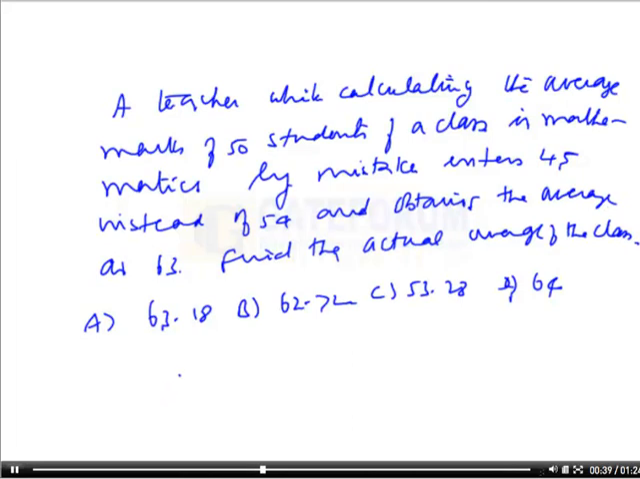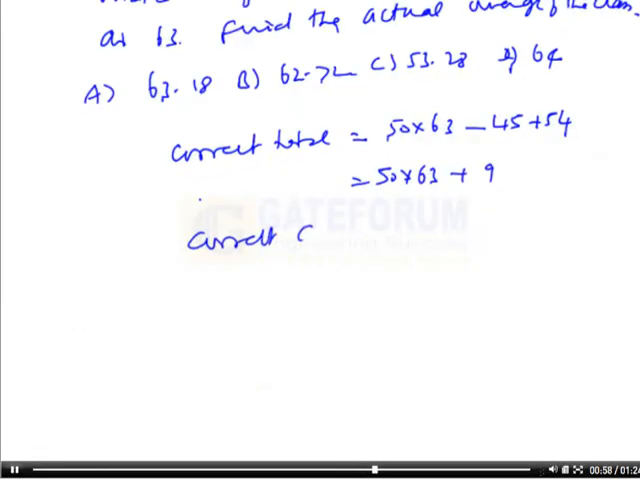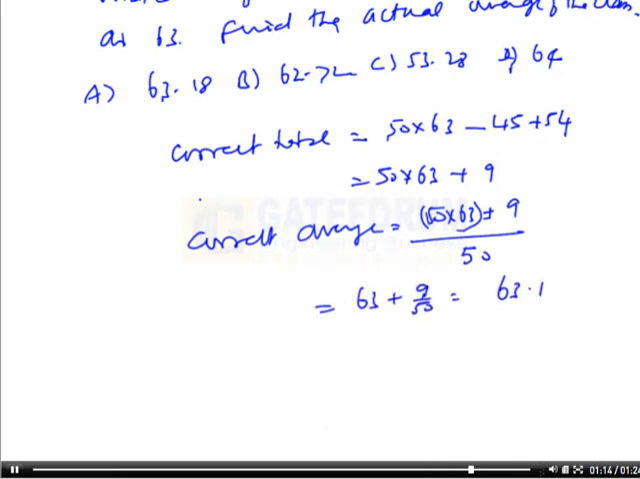Let us do that. Correct total: 50 into 63 minus 45 plus 54, which is 50 into 63 plus 9. The correct average is 63 plus 0.18, 63.18, right? So A is the option.